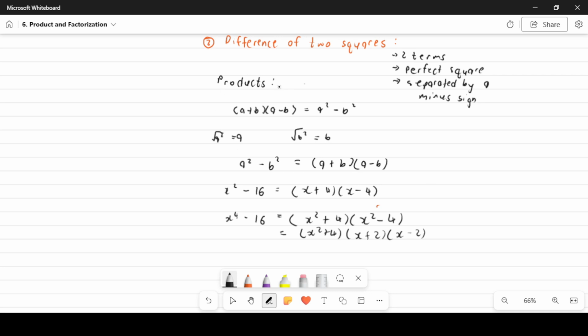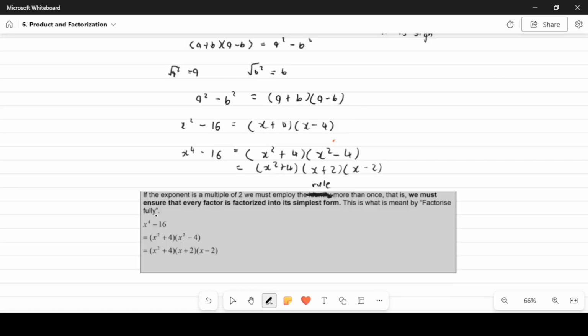So this is the products outlook, but we go in the reverse direction to get the factorized form. They wrote it here formally: if the exponent is a multiple of 2, see this exponent here, it's a perfect square, but it's a multiple of 2, we must employ the rule more than once. That is, we must ensure that every factor is factorized into its simplest form. This is what is meant by factorize fully.